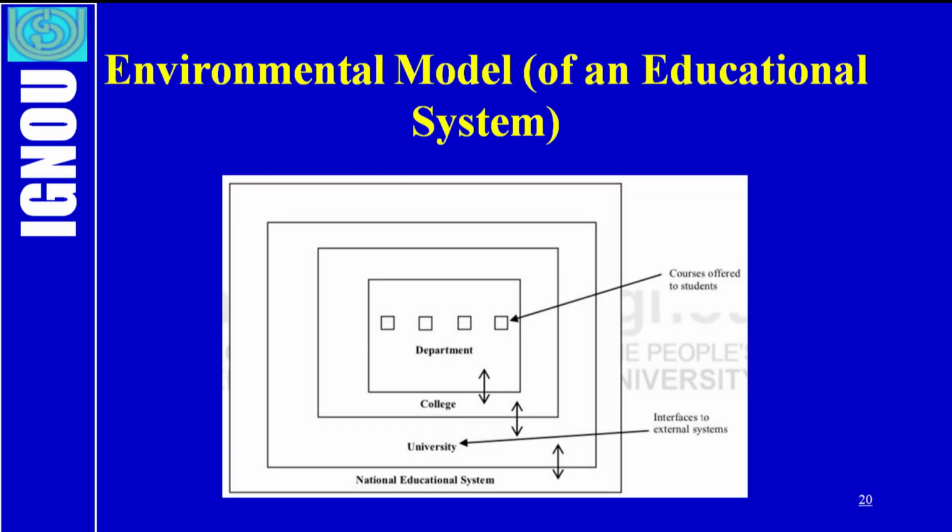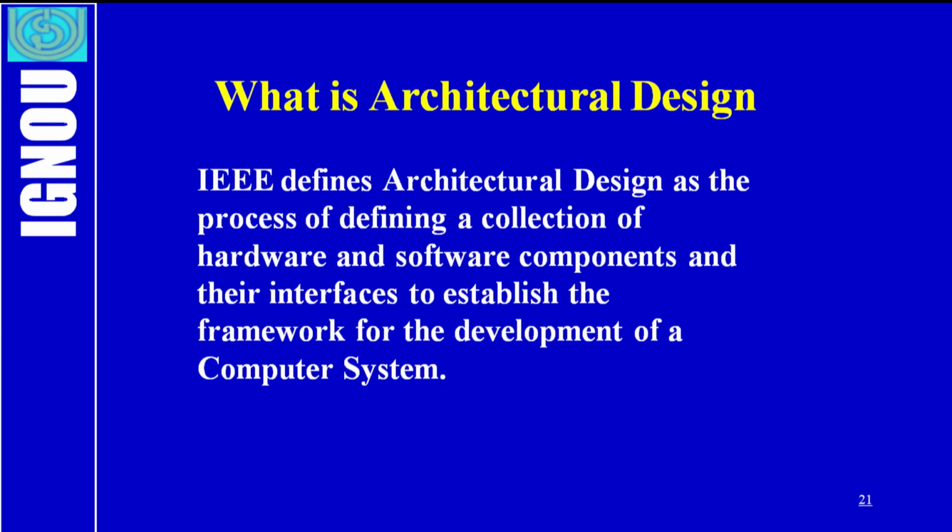So in the environmental model, let me say of an educational system, you have a national education system, then you have a university, then you have a college, you have a department. Okay, so the courses offered to students, they are part of the department. Then interfaces to external systems, that is between university and the college, and between college and department, and between the national education system and the university. These are different interfaces. Now let us see what is architectural design.